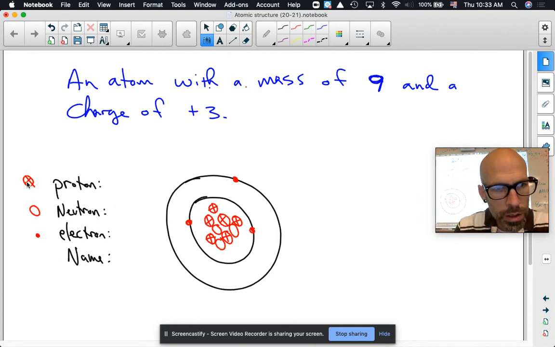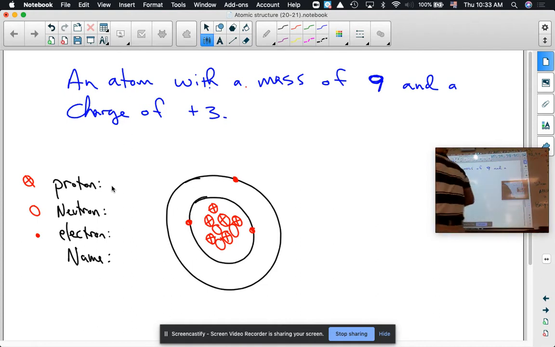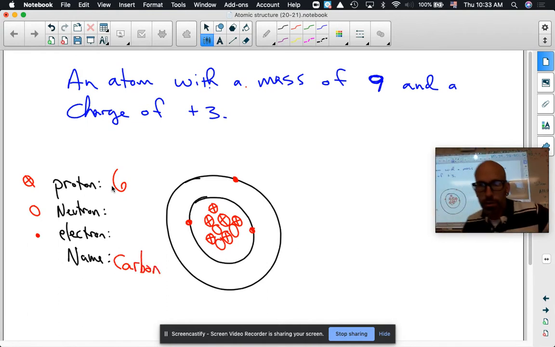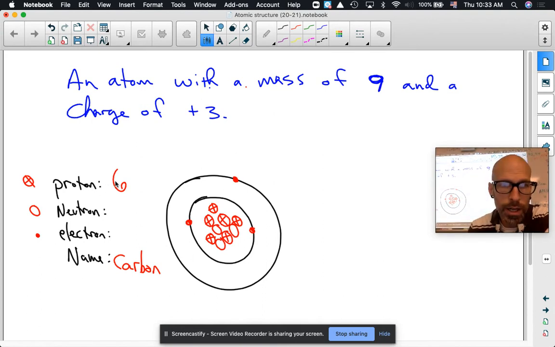Well, remember, proton is the identifying particle. So 1, 2, 3, 4, 5, 6. So I have 6 protons. What does that have to be then? So if I have 6 protons, then I have drawn what? Hopefully you can look at your periodic table and know that that is carbon. All right, so I drew carbon because it has 6 protons.